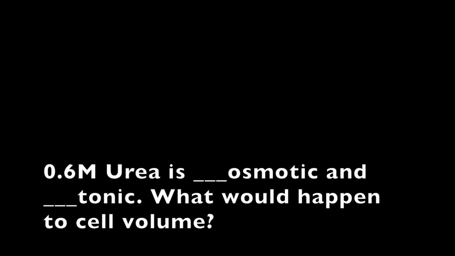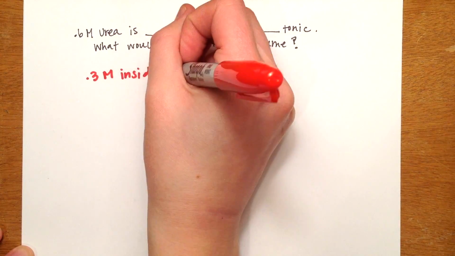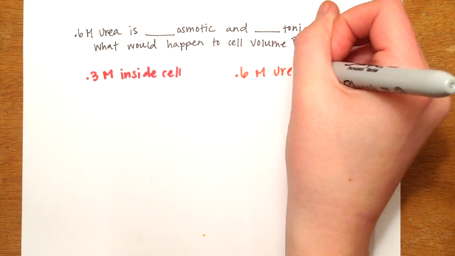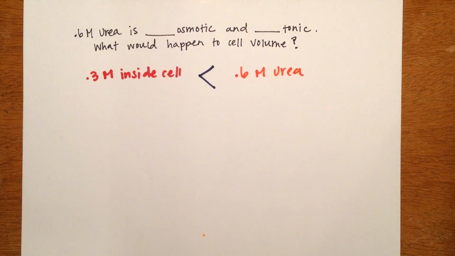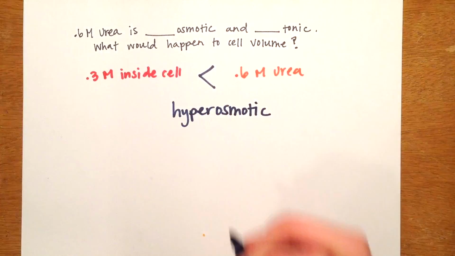A 0.6 molar solution of urea is blank osmotic and blank tonic. If a cell were to be placed in the solution, what would happen to cell volume? So we'll compare the 0.3 molar solution inside the cell to the 0.6 molar concentration of urea outside of the cell. The 0.6 molar concentration is greater than the 0.3 molar concentration inside the cell, therefore the solution is hyperosmotic.